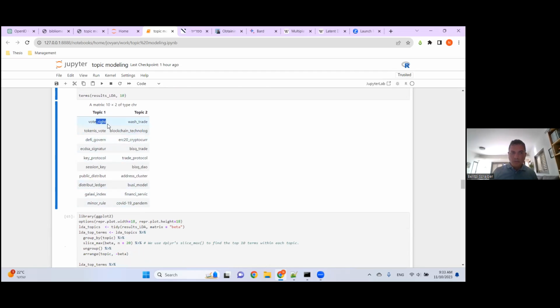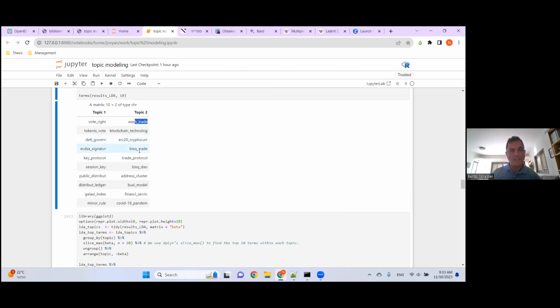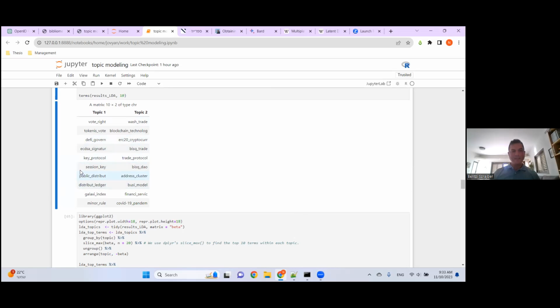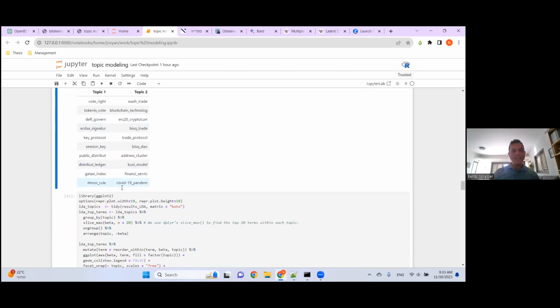Tokens: bolt right, wash trade. These are more than hints that you need to understand this database, what is distributed applications. This is interesting. So this is the bigram and single gram difference.